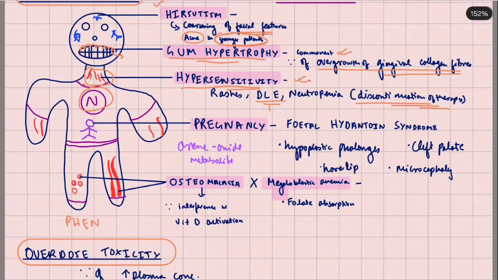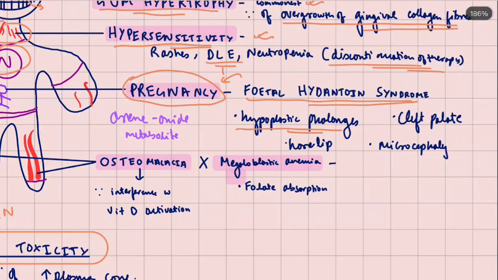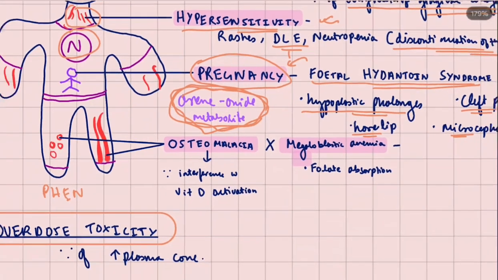The fourth adverse effect that we see and we like to call is fetal hydantoin syndrome. This happens when phenytoin is administered in pregnant women. We can see hypoplastic phalanges, cleft palate, hair lip, and microcephaly in the fetus. And this occurs due to a metabolite called arene oxide.